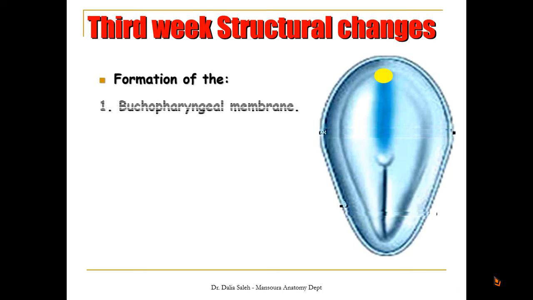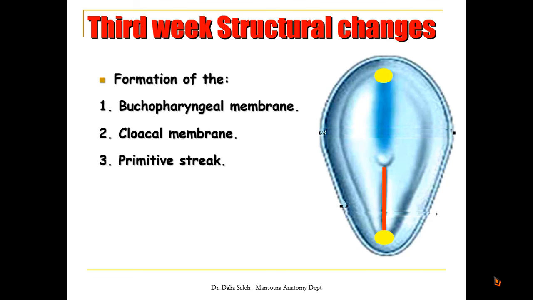The appearance of the buccopharyngeal membrane. It's a temporary membrane that will later on rupture and form the mouth. At the caudal end, we have the cloacal membrane. Also, it is a temporary membrane that will rupture later on, forming the lower end of the anus.